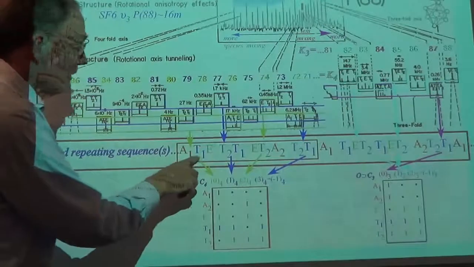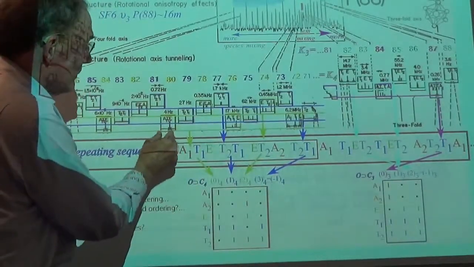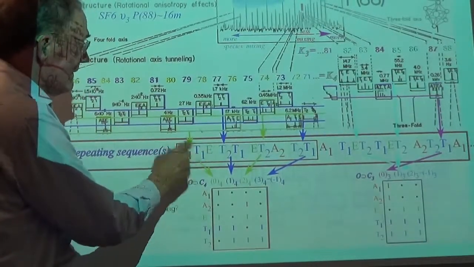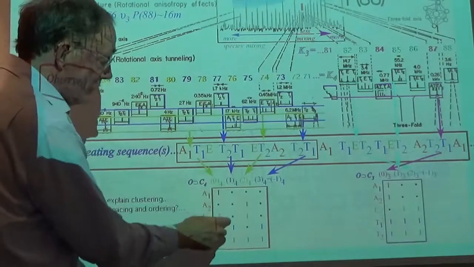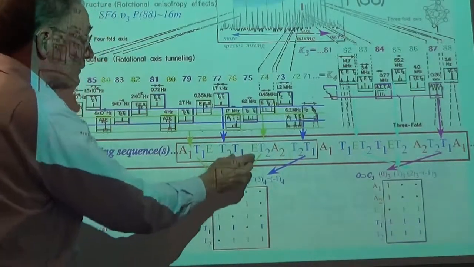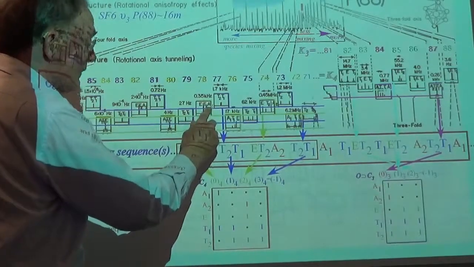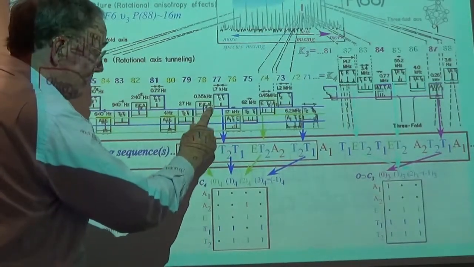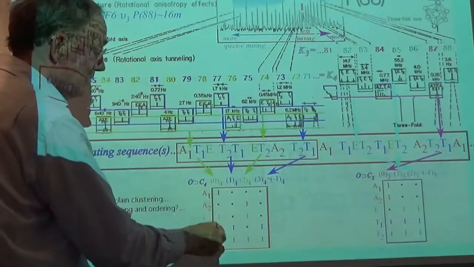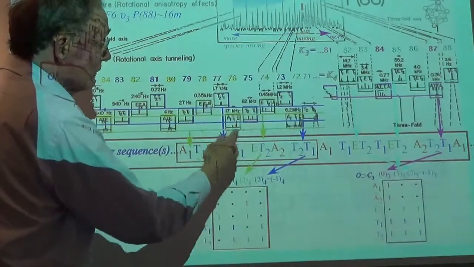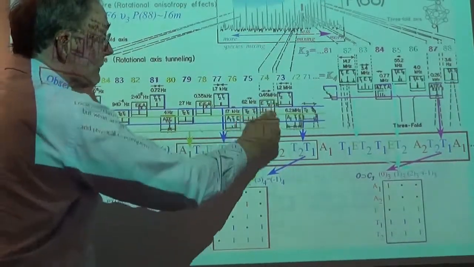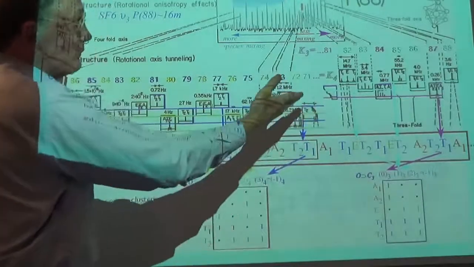And there sits a cluster. You see A1, T1, E. And then next door to it, a T1, T2, which is this. Then next door to that, an A2, T2. E, T2, A2. And then T2, T1 again. At the end, then it starts over again. Boom, boom, boom. Start over again, boom, boom. And then it goes crazy.